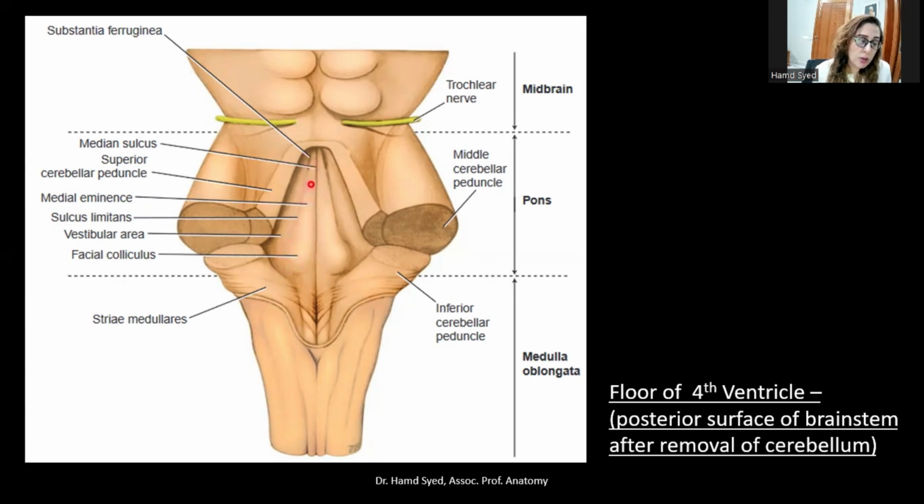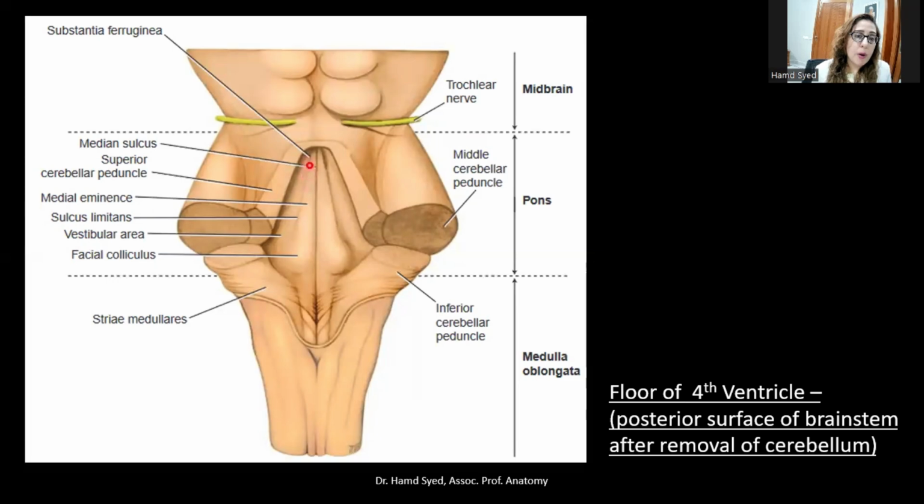On the lateral side of the median eminence, you can see another sulcus, which is known as the sulcus limitans. On its outer or lateral side is the area known as the vestibular area, and present beneath it are the vestibular nuclei.